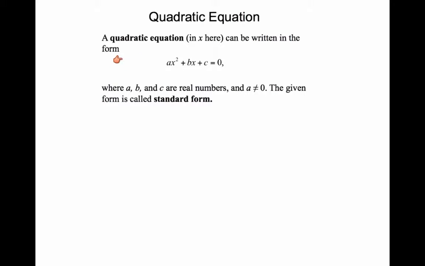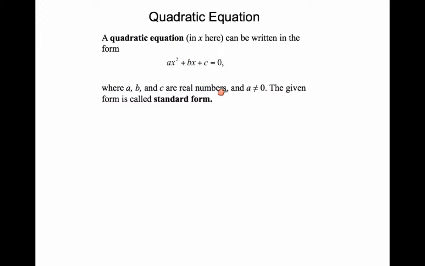Quadratic equation. The quadratic equation in x can be written in the form ax squared plus bx plus c is equal to 0. So this is the general standard form of a quadratic equation, a second order equation, where a, b, and c are real numbers, and a cannot be equal to 0.